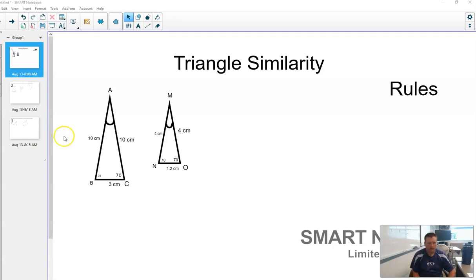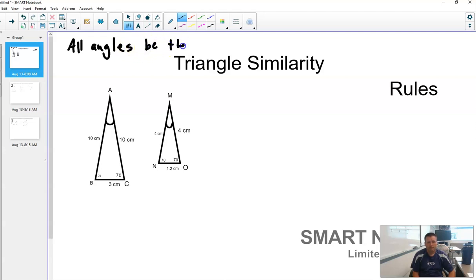And so how we know two things are similar is by two things. We look at their angles, and it doesn't just have to be triangles, it could be any shape, but all the angles have to be the same, or the corresponding angles have to be the same. The same measurement, I should say. What I mean by that is, if this angle B corresponds with this angle N, then they have to be the same. But for this triangle, all three of them do.